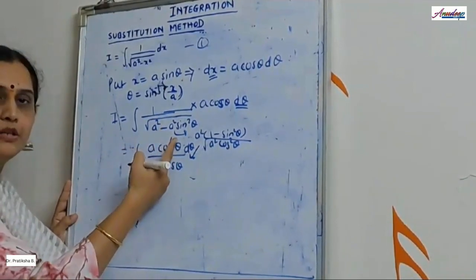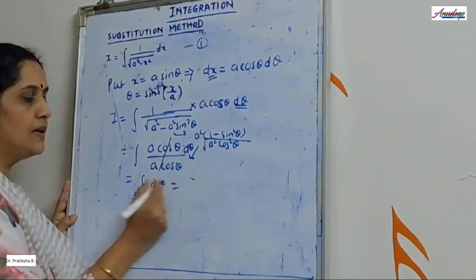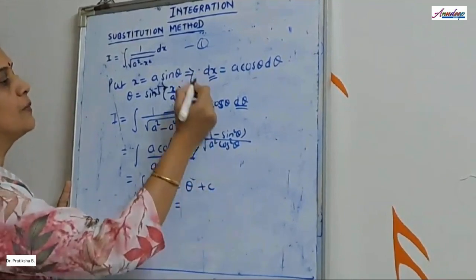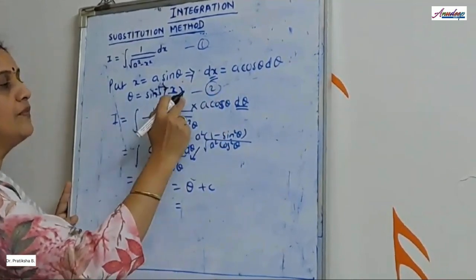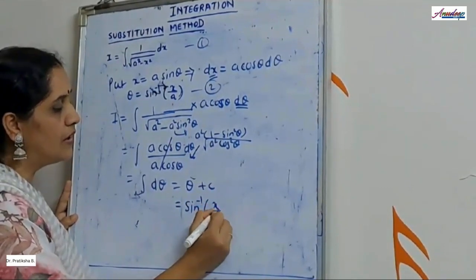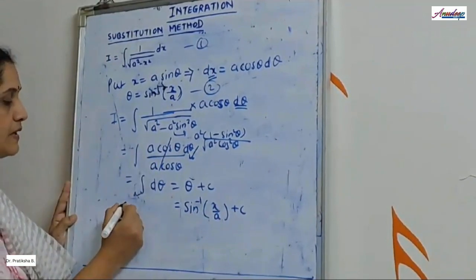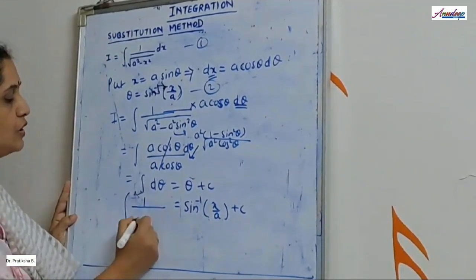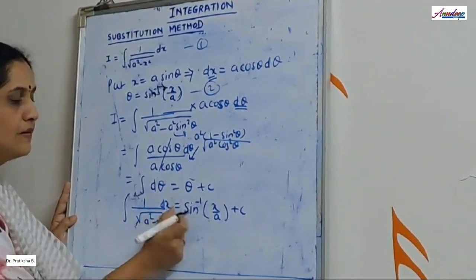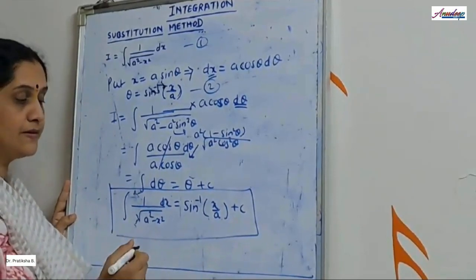I have a common term in numerator and denominator. So what remains is d theta, and the integral of d theta is theta plus c. But from equation 2, I get the value of theta as sine inverse of x upon a plus c. So what is my left hand side? It was the integral of 1 over root of a square minus x square dx, which will be equal to sine inverse of x by a plus c.